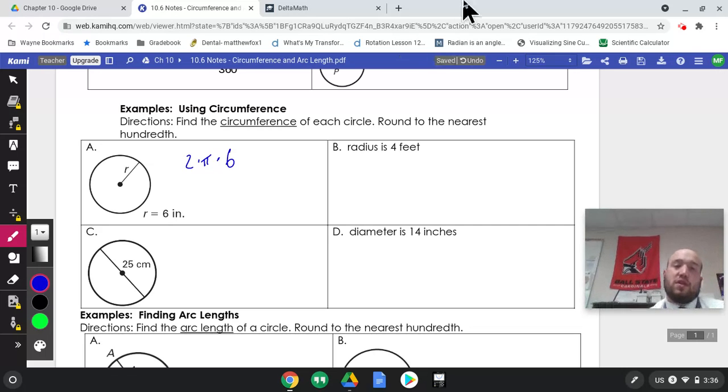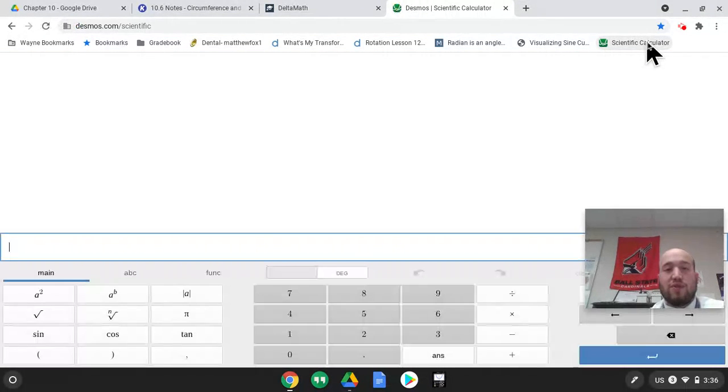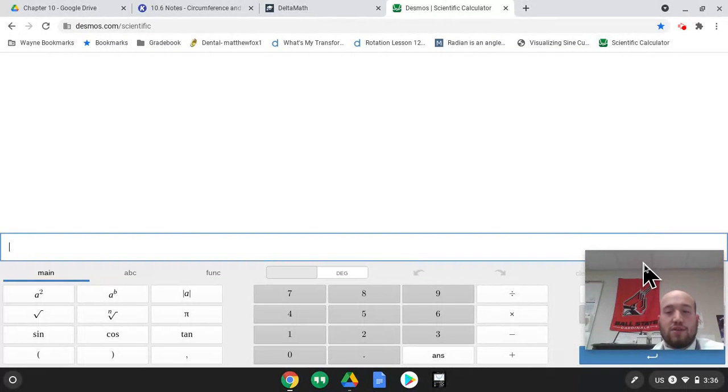This is what I want to point out: we need to use the pi button. If you're using the calculator on your iPhone, you're going to need to turn off orientation lock and turn it sideways so the pi button shows up right here. If you're using the Desmos one, it's right here.